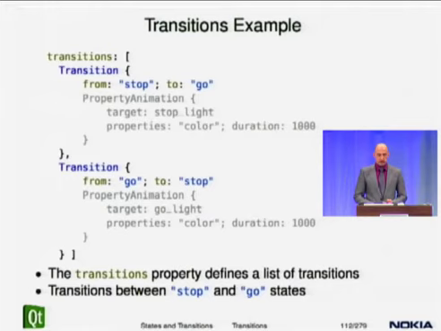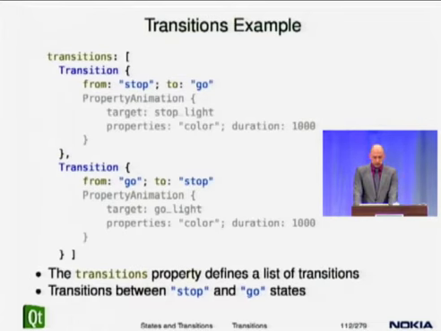Each transition has two important things. It has a from and a to, which defines when it is applicable. So in this case, we're saying this transition is supposed to be applicable to any state changes from the stop state to the go state. And we have at the bottom a corresponding one that is applicable to the transition from go state to stop state. So this is, if I'm changing from here to here, this is what should happen.